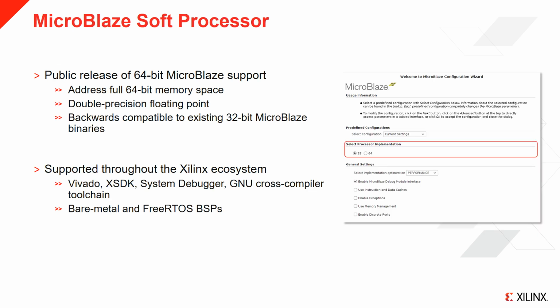The big news in the world of MicroBlaze is the official public release of 64-bit MicroBlaze support. As was seen in the preview version, this update allows MicroBlaze to address a full 64-bit memory space while retaining support for existing 32-bit binaries. In this public release, users will find integrated support inside Vivado, XSDK, the system debugger, and the GNU cross-compiler toolchain. In addition, the bare metal and FreeRTOS BSPs have also been updated to support these new capabilities.